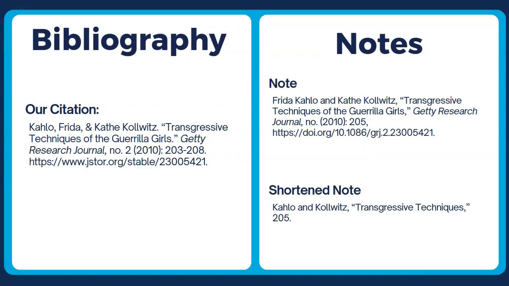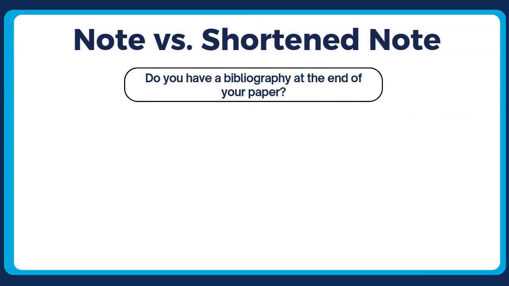The shortened note is just a simplified version of the note. You'll need your author's names, a shortened title, and the page number you're citing. But when do you use a full note and when do you use a shortened note?